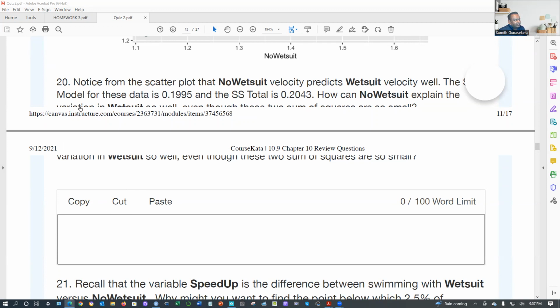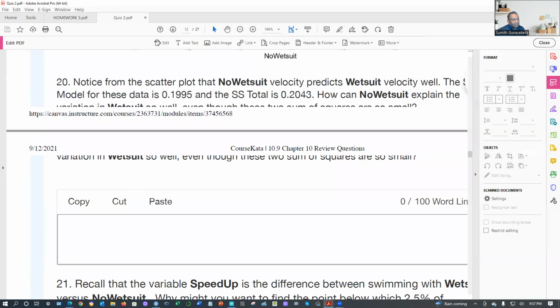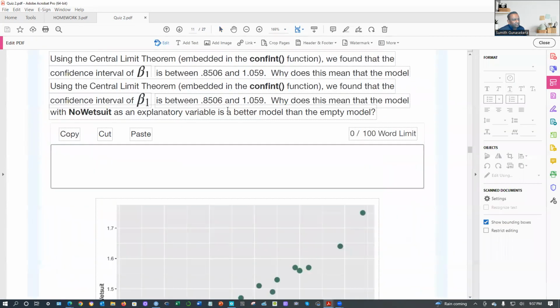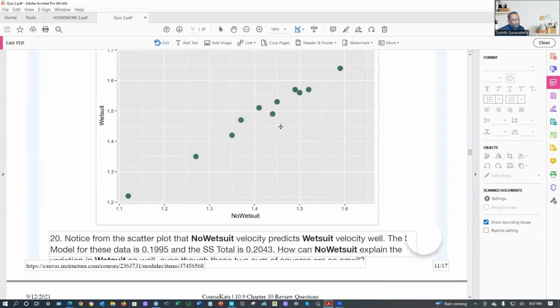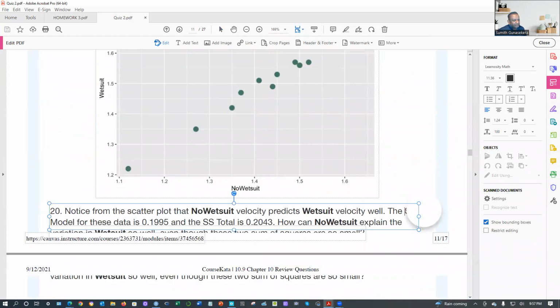Notice from the scatterplot, no wetsuit predicts wetsuit velocity. Well, the sum of SS, okay, this one. SS model. You cannot see that one. SS would say, can I write it? Yes.